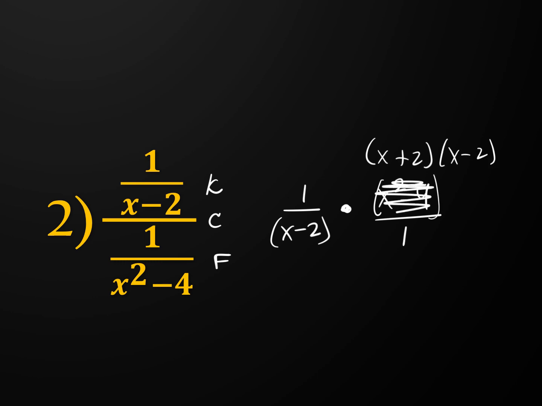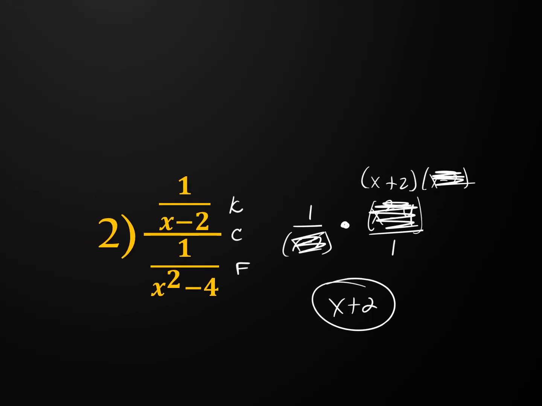Good. Can we cancel anything now in any numerator or denominator? Yes, an x minus 2 in the top, x minus 2 in the bottom, so we're left with x plus 2. Good. All right, moving along.